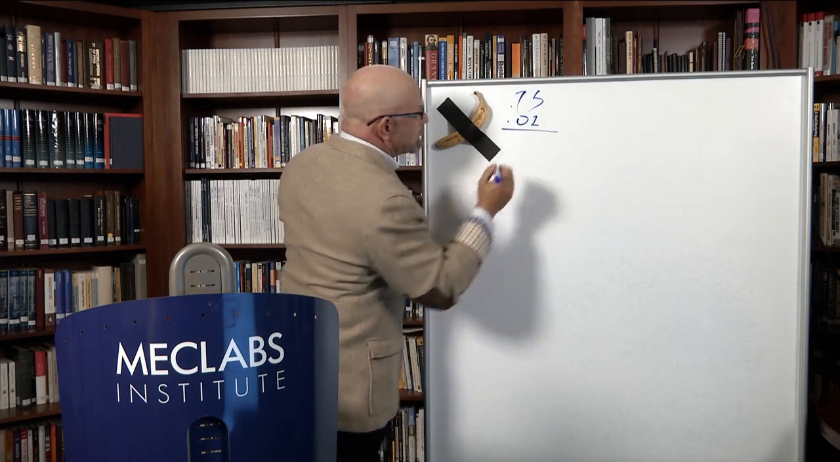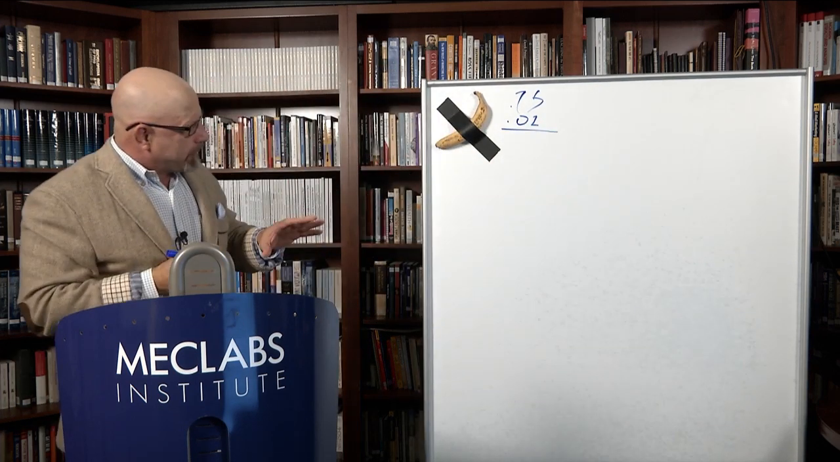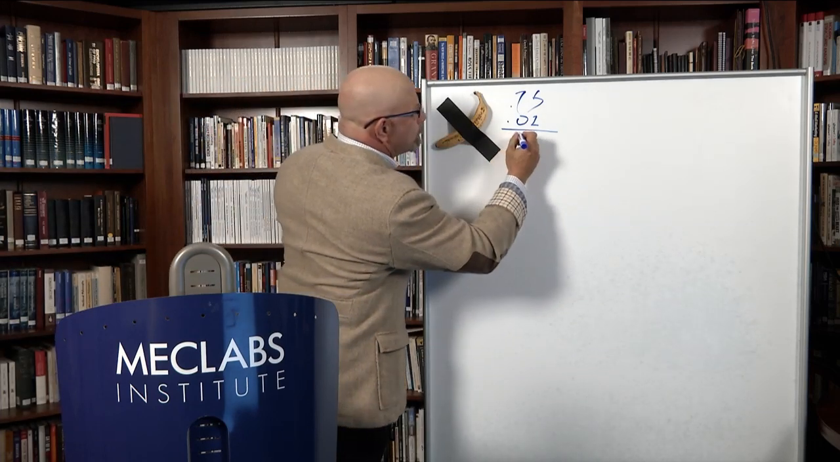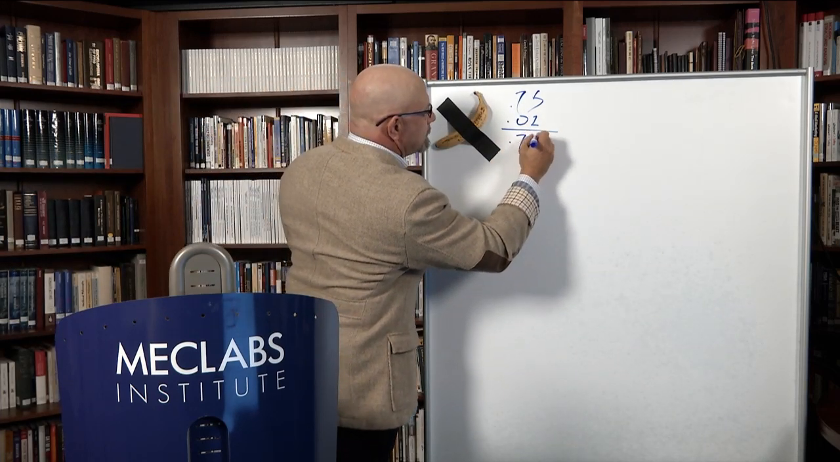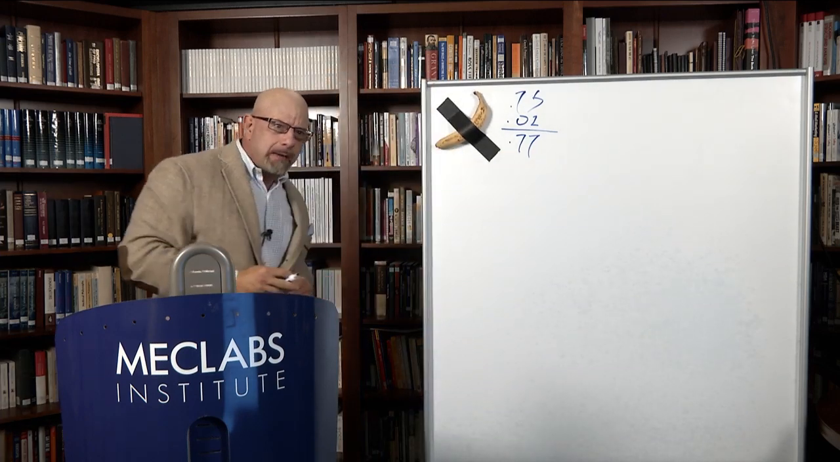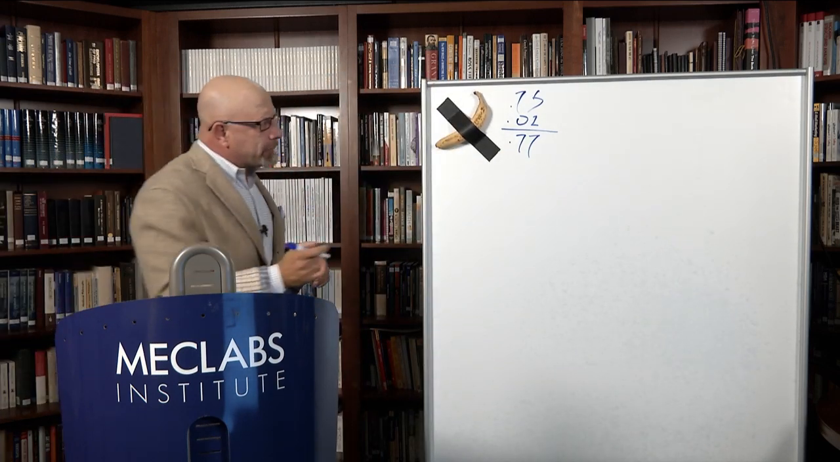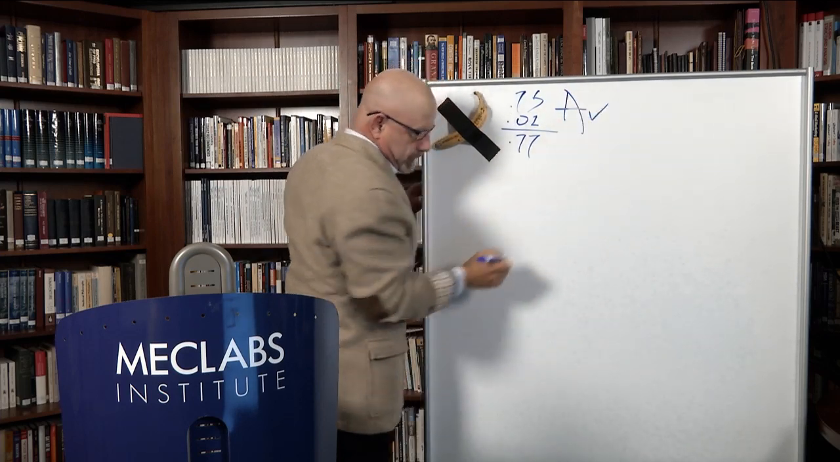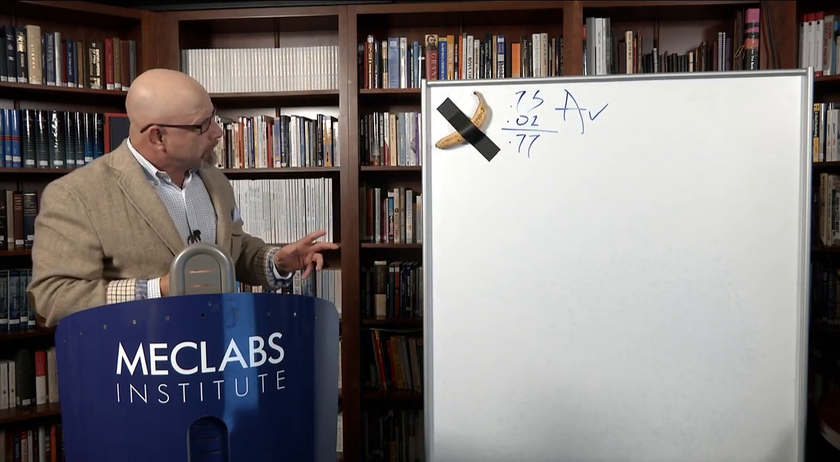Now I'm going to add the two together because we have them together here, and let's see, our total value becomes 0.77 or 77 cents. Now this is something we can call actual value. However, actual value and perceived value are not the same, and this is critical for what we're going to learn together today.